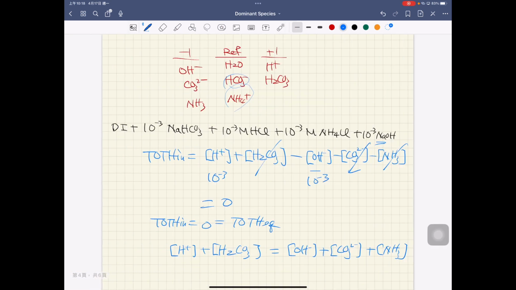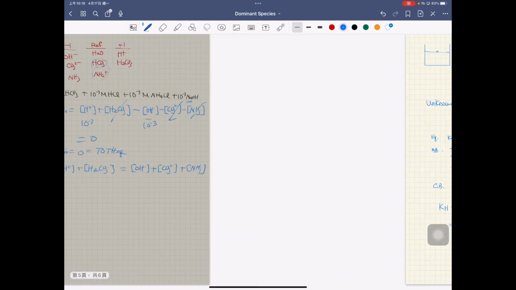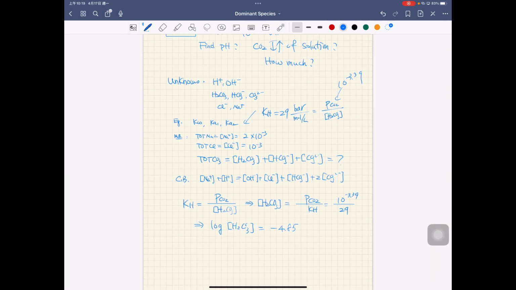And that equation here, where is the equation? Here, the charge balance. Sodium is 10 to the minus 3 there, and chloride is 10 to the minus 3 there, right? So everything is already there. Then let's draw it all together and see how it works, okay?